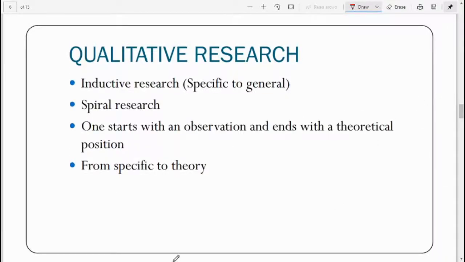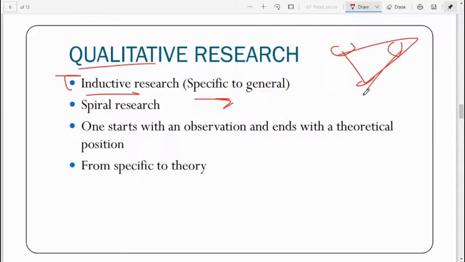qualitative research. Under qualitative research we talk about inductive research. Okay, it talks about quality. It moves from specific to general. You have specific data, different specific data, and after that you try to look for a common pattern among these three phenomena. Once you have reached that pattern, then you are going to generalize it.